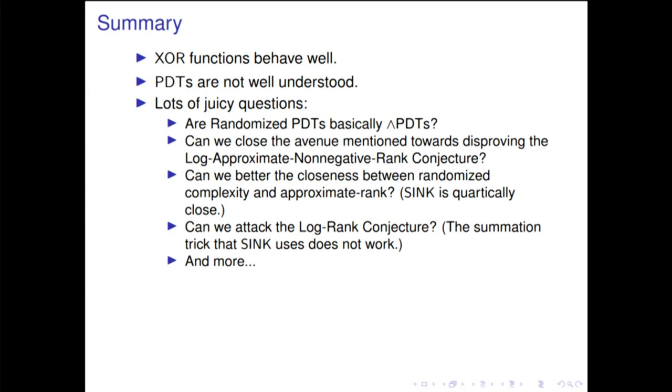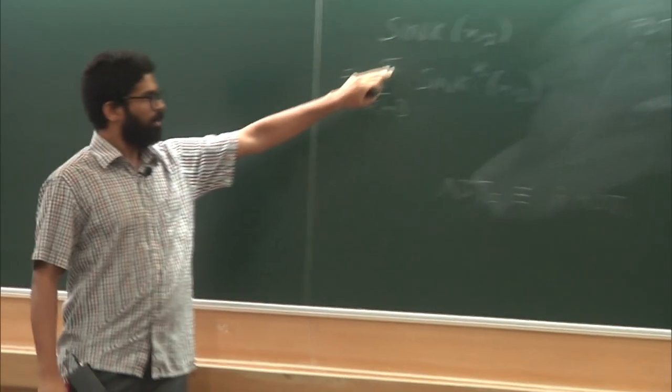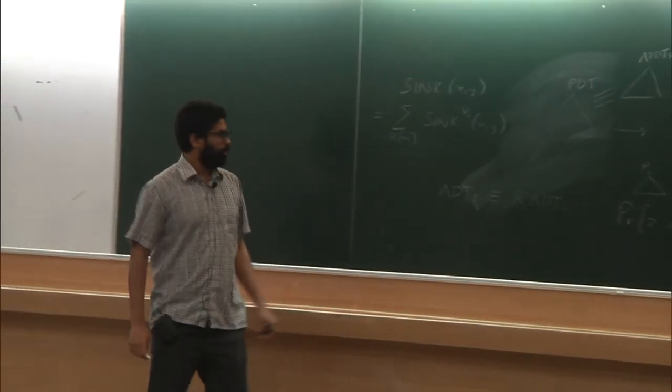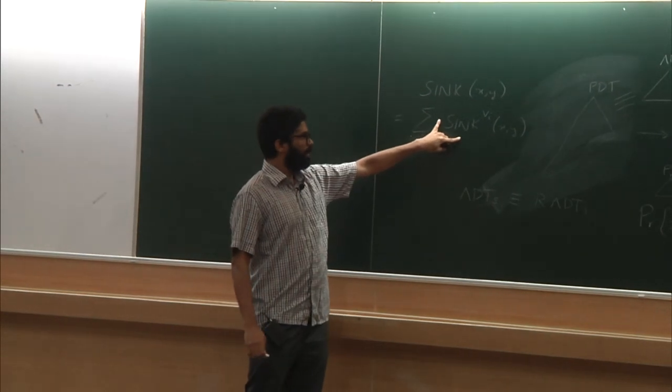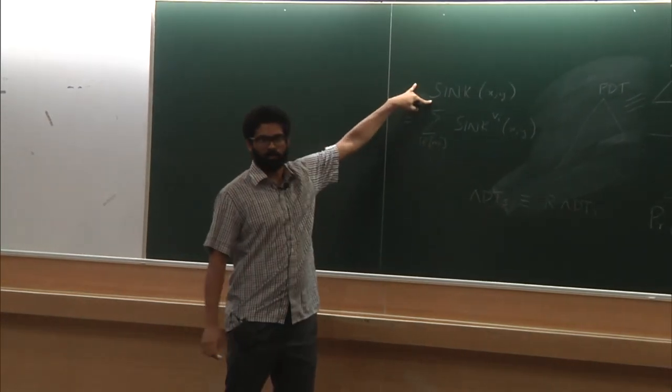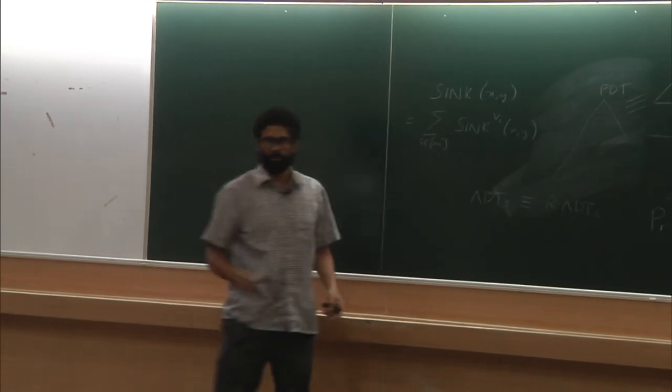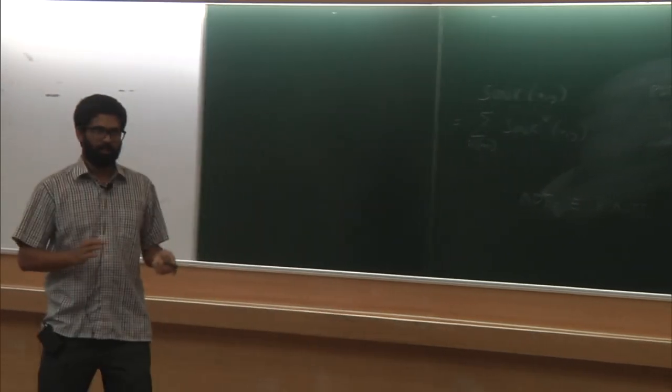And another very interesting question is, can we attack the log rank conjecture using XOR functions somehow? Because the way we used, so we said that sink was a summation of easy randomized complexity problems, right? And what this meant was that this has small approximate rank, so this summation also has small approximate rank, but its randomized complexity increased a lot. And that's what actually gave the separation.